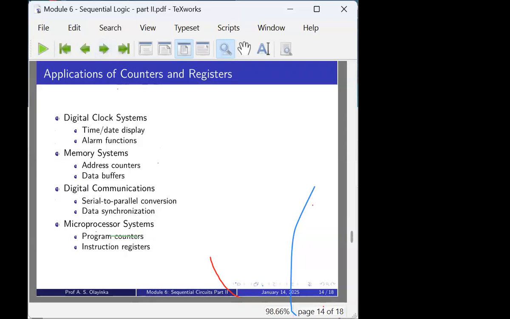What are the applications of counters? Counters have so many areas of application. Let's look at, for instance, the digital clock system. It can be used for time and date display. It can be used for alarm functions. Memory system.